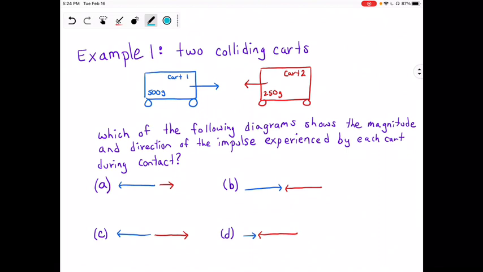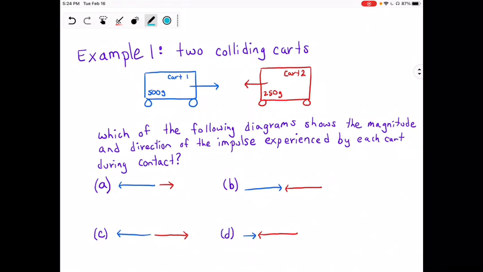So we have two carts. Cart 1 is 500 grams and cart 2 is 250 grams. So cart 1 is heavier than cart 2. And they collide. And the question asks, in which of the following diagrams is the magnitude and direction of the impulse experienced by each cart? So we've got four possible diagrams, and we want to know which one does the blue arrow represent the impulse experienced by cart 1, and the red arrow represent the impulse experienced by cart 2.